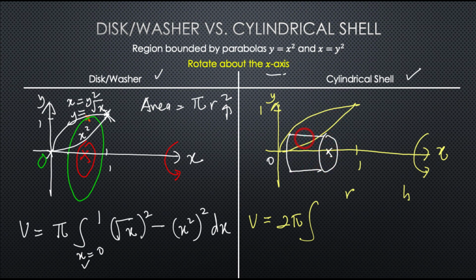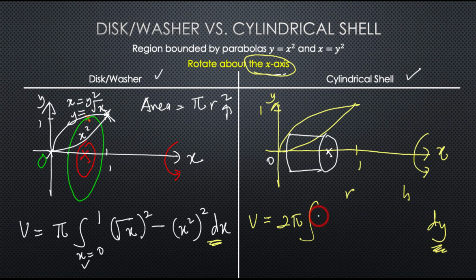So this one is parallel to the y-axis. You rotate about x, but for shell, you move parallel to y. So it should be dy. X-axis, washer, dx. X-axis, shell, dy.